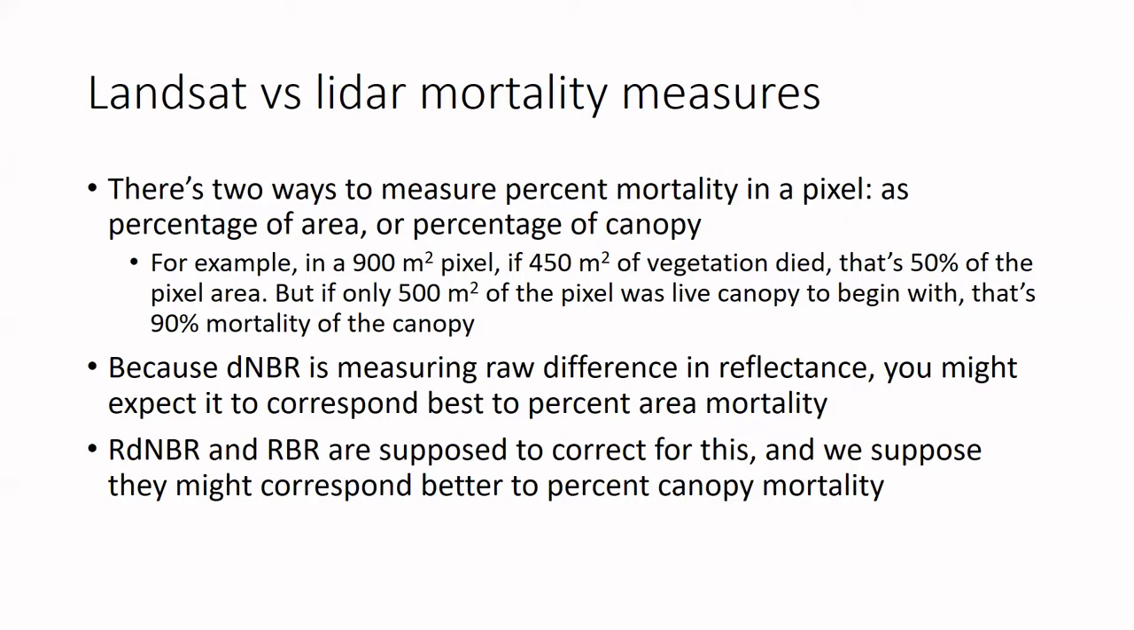So my first thought was that since DNBR is just a raw measure of difference in reflectance, it doesn't do any correction for the amount of vegetation that existed in the pixel ahead of time. So my first thought is it would correspond well to just the raw amount of stuff that died, without correcting for the amount of vegetation ahead of time in the LiDAR. And I thought that since RDNBR is supposed to correct for that, to account for what amount of vegetation existed in the pixel ahead of time, it would better correspond if I made that exact same correction in the LiDAR and asked what percentage of the vegetation died rather than what percentage of the pixel.